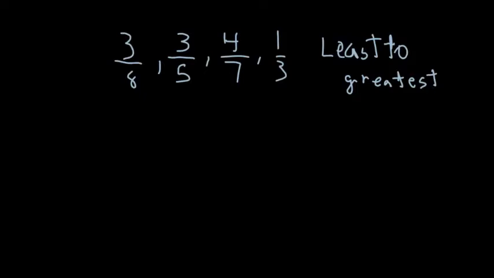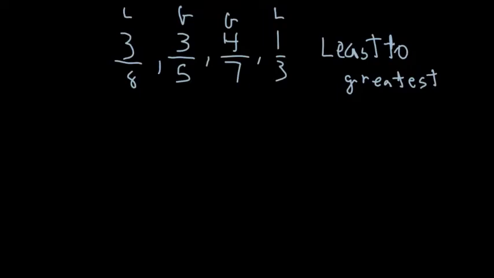So 3/8, half of 8 would be 4, so that's less than. 3/5, well, half of 5 is 2.5, so that's greater than a half. 4/7, half of 7 would be 3.5, so that's greater. And then 1/3, half of 3 is 1.5, so that's less. The reason I do that is so I don't have to compare every single fraction and find common denominators between 8, 5, 7, and 3. That's a lot of work, and if I don't have to do that work, then I'm saving myself some time.